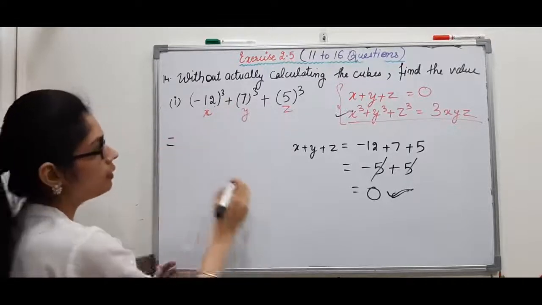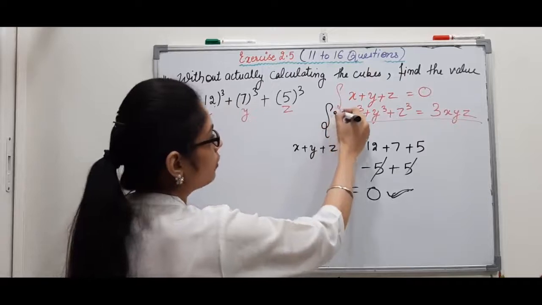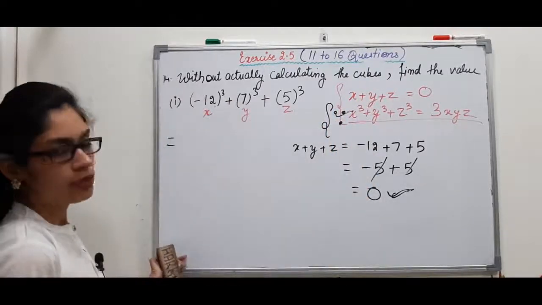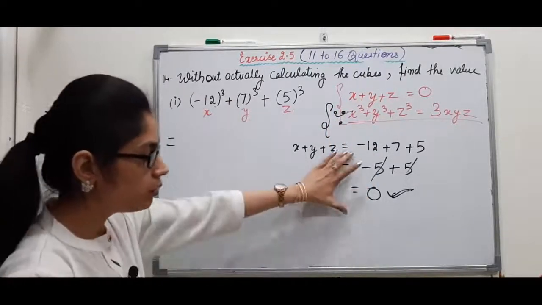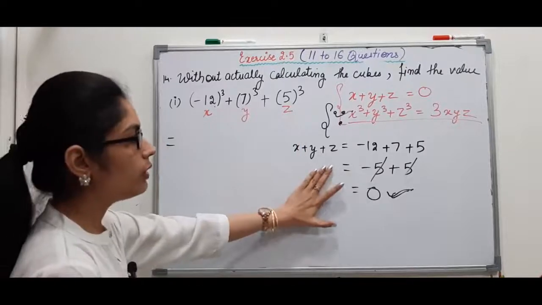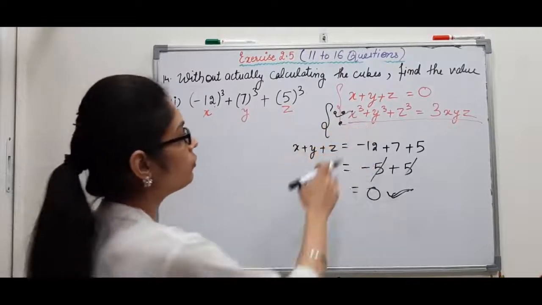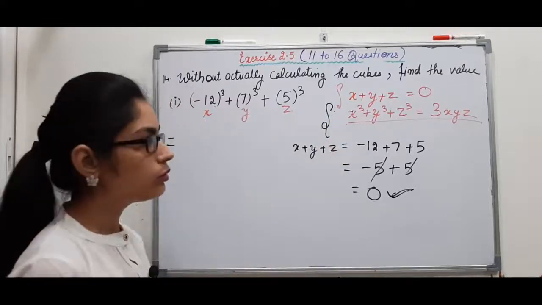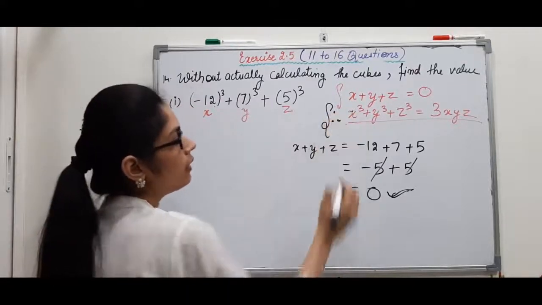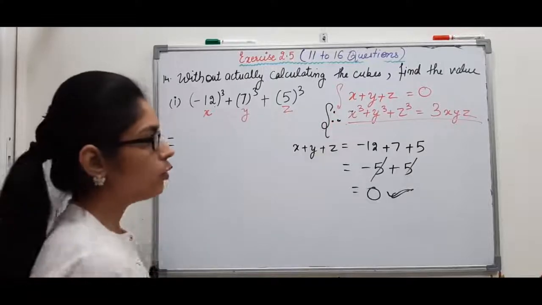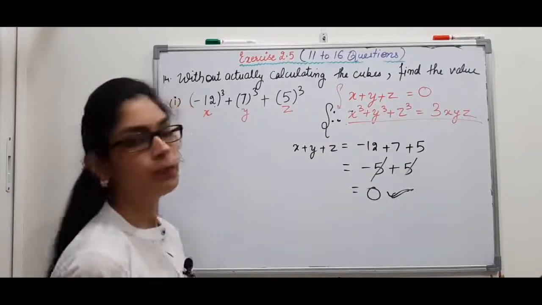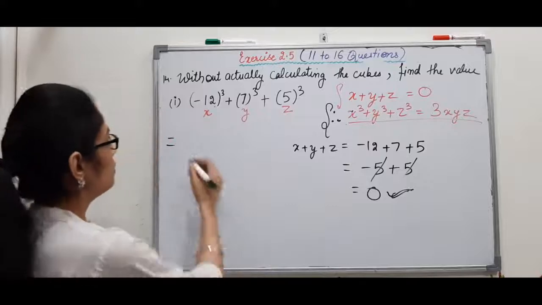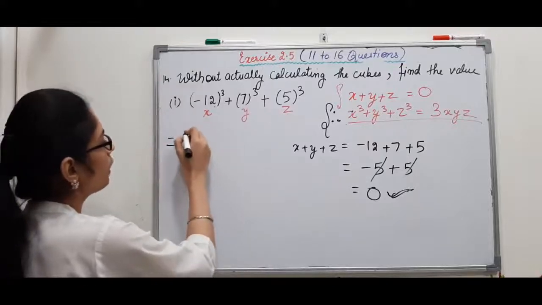So at the side you can mention "because". These reasons you also have to show. After showing this you can mention: therefore, since x + y + z = 0, x³ + y³ + z³ = 3xyz. So that's what we are going to do now.